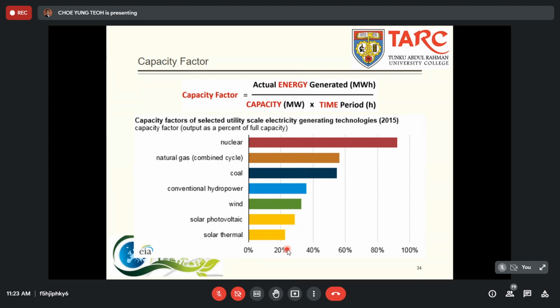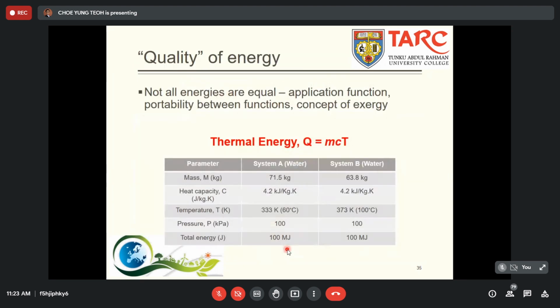It's a very important parameter, especially for renewable energy, because it's a very clear weakness for renewable energy. Okay, then after we talk about capacity factor, we talk about the quality of energy. What do you mean by quality? Okay, so not all energy is equal. Application function, portability between function, concept of exergy. So this quality of energy is actually what we call exergy.